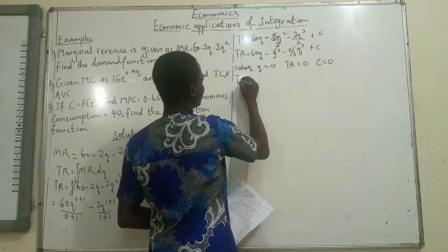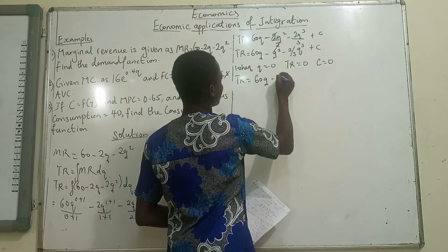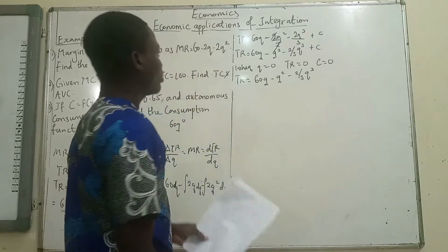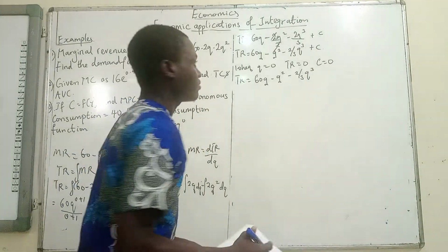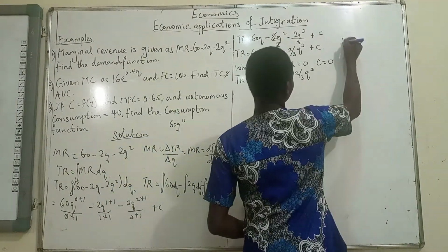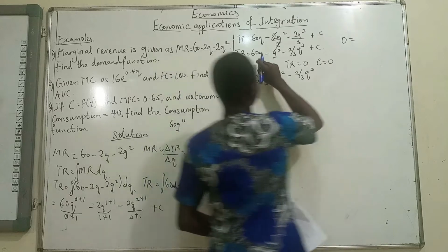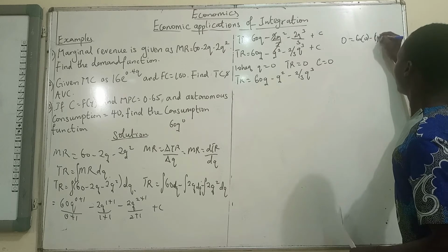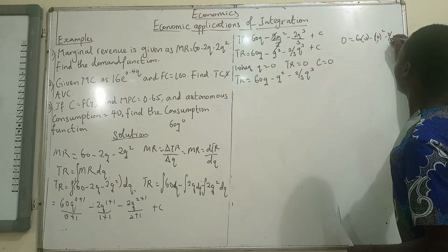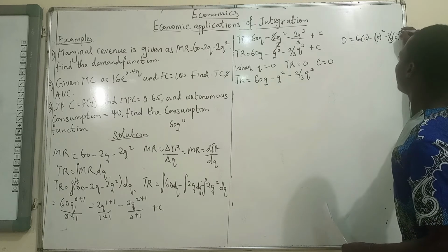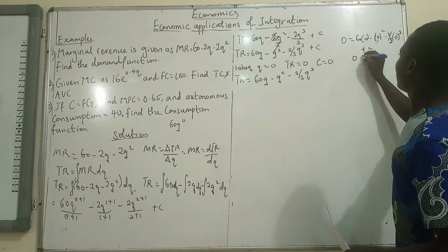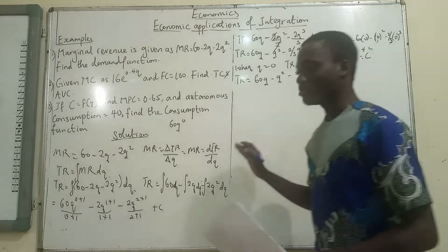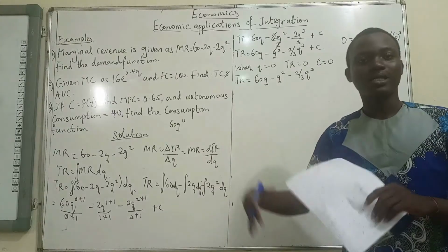So the total revenue function is 60Q minus Q squared minus 2 over 3 Q cubed. When Q is 0, total revenue is 0 in terms of economics. So 0 equals 60 times 0 minus 0 squared minus 2 over 3 times 0 cubed, plus C. So 0 equals 0 plus 0 plus 0 plus C, so C equals 0. The total revenue function is just given as this. That's the economic theory that answers what we are trying to do.